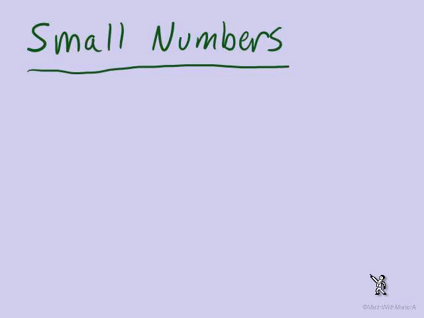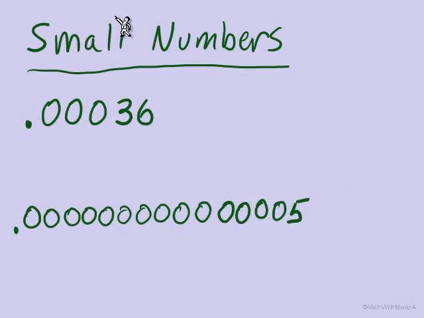Now let's talk about what's going on with the small numbers. For our examples, we will use 0.00036. So let's see if we could read this. This is our tenths place, hundredths, thousandths, ten thousandths, hundred thousandths, 36 hundred thousandths. And there's our diameter of an electron, 5 femtometers.